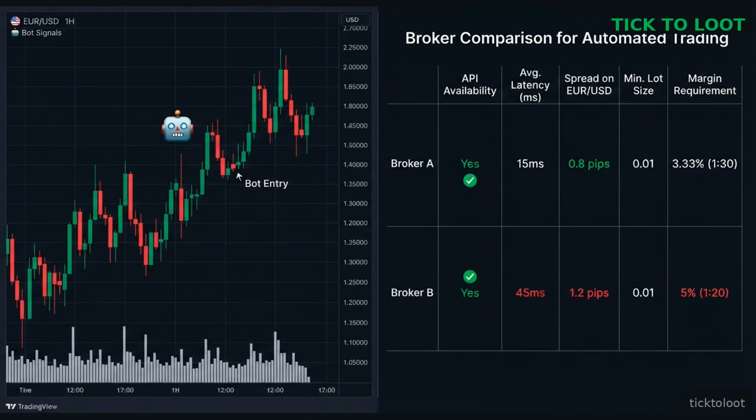If your bot is designed for tight spreads and small lots, Broker A aligns perfectly, while Broker B would eat into your profit and limit your ability to scale. This example shows why you must match the broker's technical specs and cost structure to the specific needs of your automated strategy before you even place a single trade.